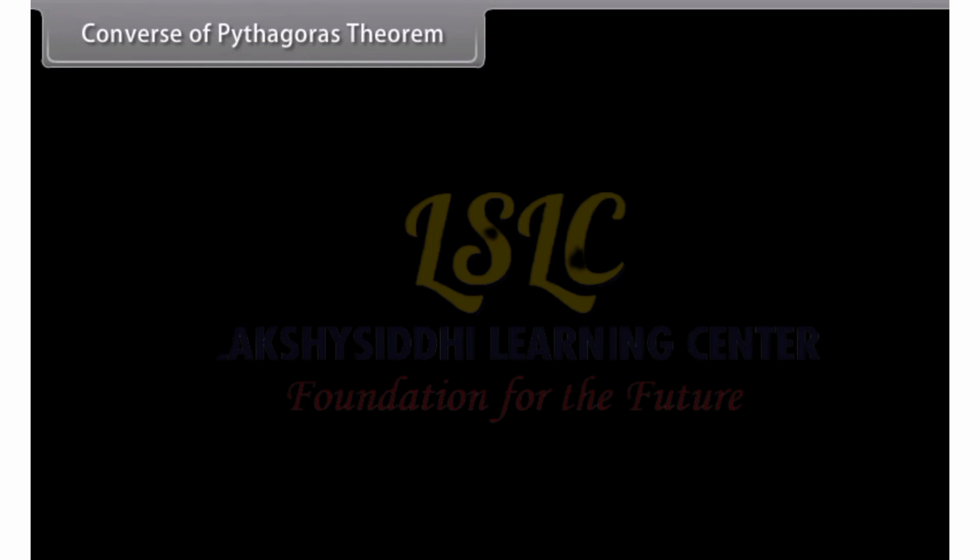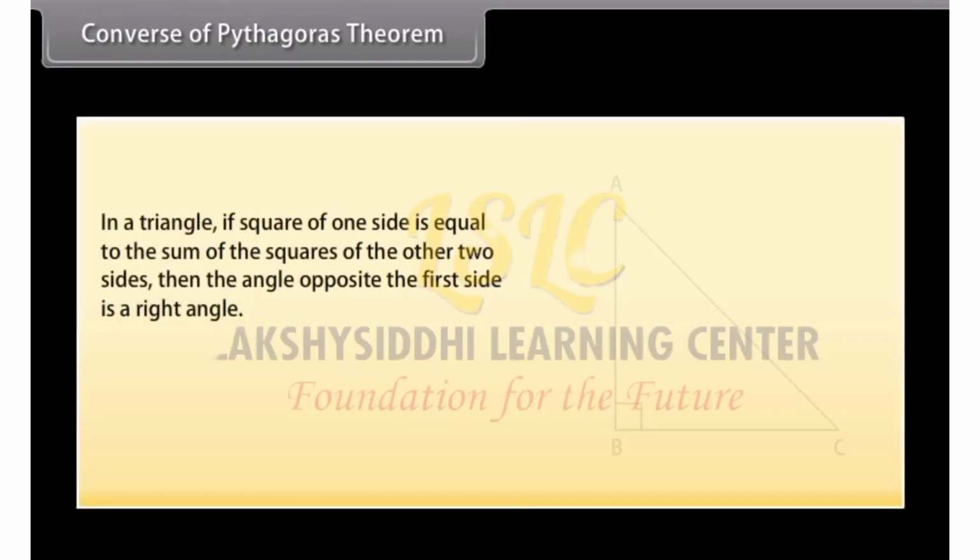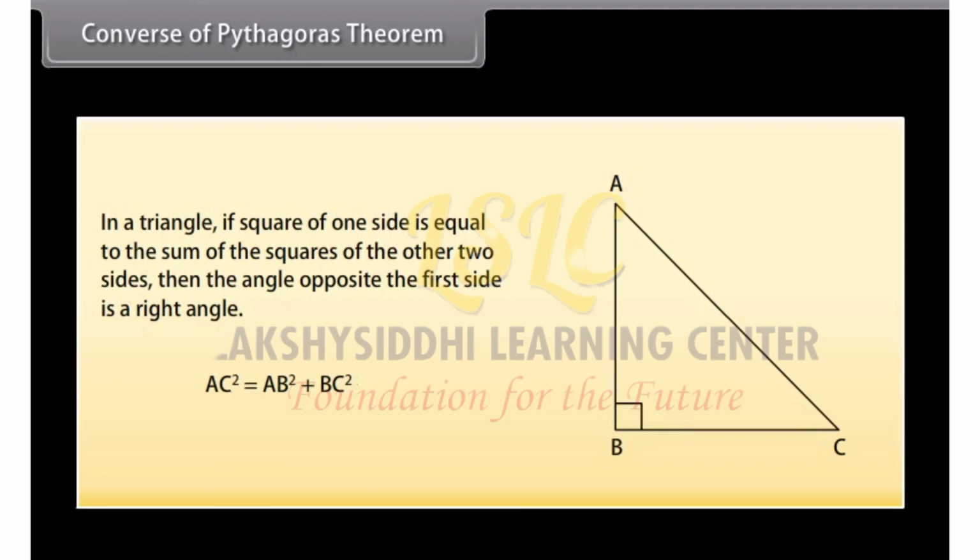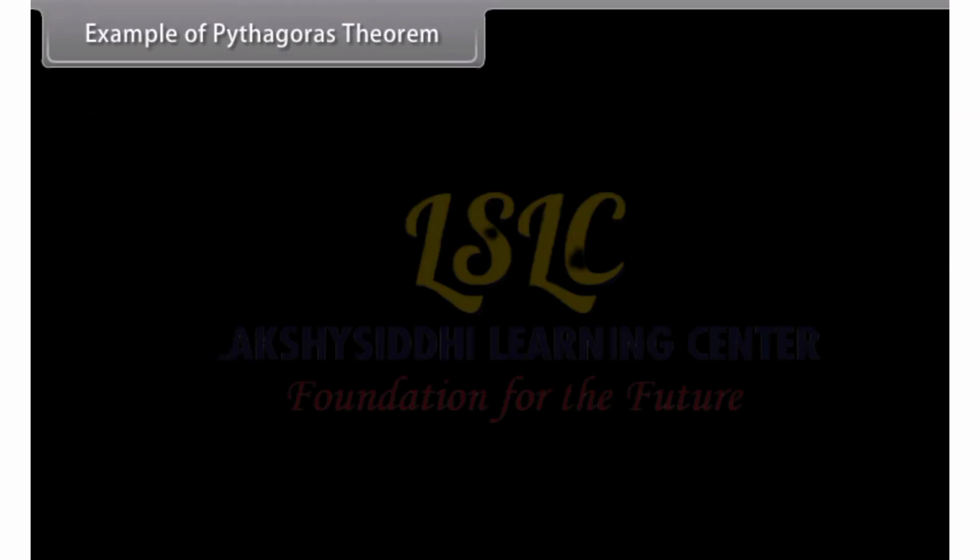Converse of Pythagoras theorem. In a triangle, if a square of one side is equal to the sum of the squares of the other two sides, then the angle opposite the first side is a right angle. Example of Pythagoras theorem.